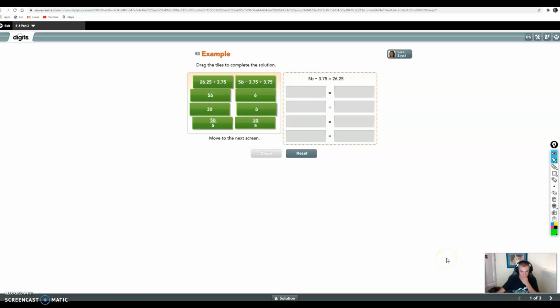All right, here they give us another nasty looking equation. I'll rewrite it so it's a little easier to see. We have 5b. So b is our variable. So I'm looking at this equation right here. Minus 3.75. And that's going to equal 26.25.